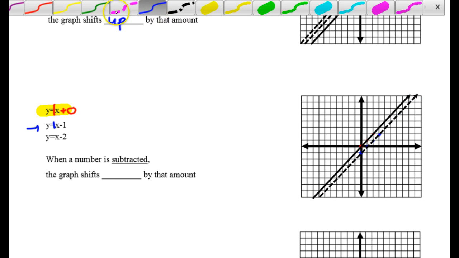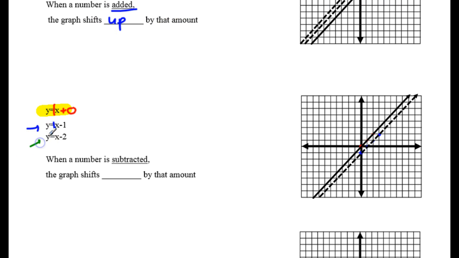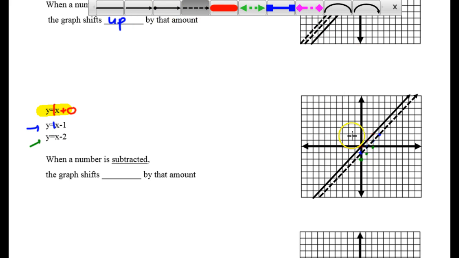Okay, and then let's look at one more. Now it's y equals x minus 2. The y-intercept is negative 2, slope is still 1. So negative 2 for the intercept, slope is still 1, up 1 over 1. Now let's graph this one.